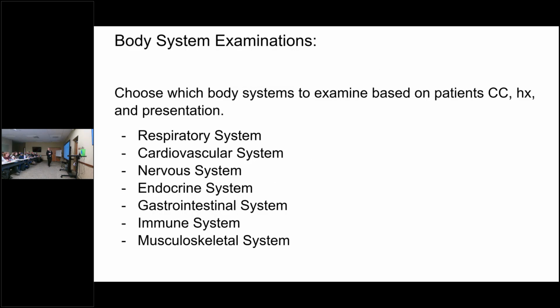So, body system examination. Once we do our history, we can narrow down what body systems we might need to examine. We base this off the chief complaint, history, and their presentation. So we could examine the respiratory system, cardiovascular, nervous, endocrine, GI, immune system, or musculoskeletal system.